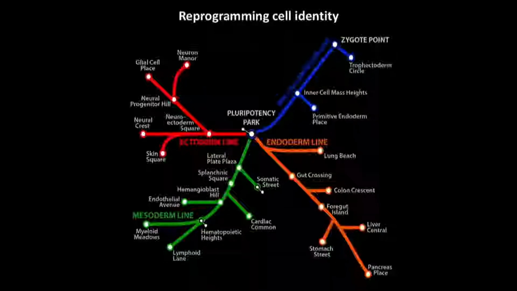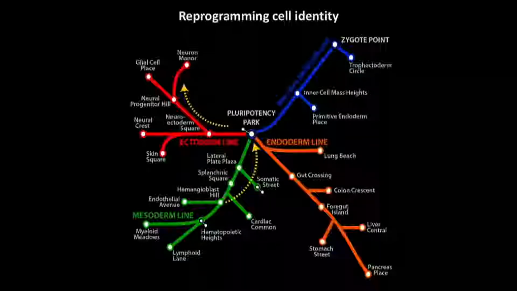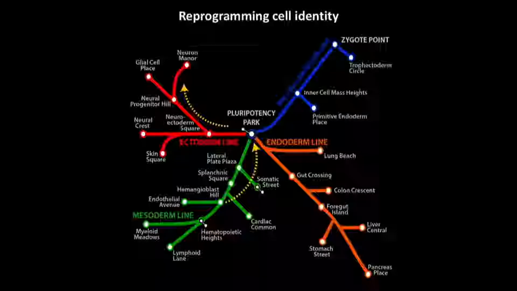So we know, from the classical studies from John Gurdon and Yamanaka, that we can take fully differentiated cells and reprogram them back to a pluripotent state. And from this state, we can then differentiate out to many clinically valuable cell types. In my lab, we're more interested in taking a shortcut on this map.